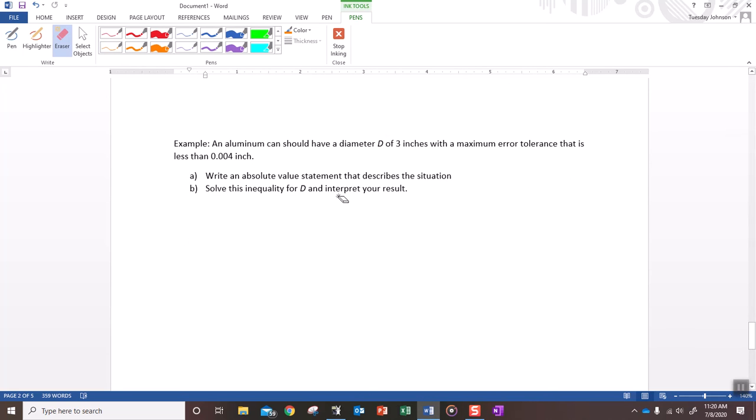All right, so an aluminum can should have a diameter of 3 inches with a maximum error tolerance that is less than 0.004 inch or 4 thousandths of an inch. Write an absolute value statement that describes the situation. The diameter needs to be super close to 3. How close to 3? Within 0.004 of 3. All right, within, so less than or equal to. We can equal that much because it simply says less than. We're not going to question the English.